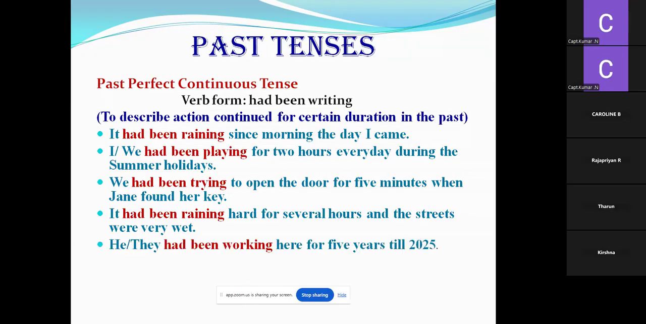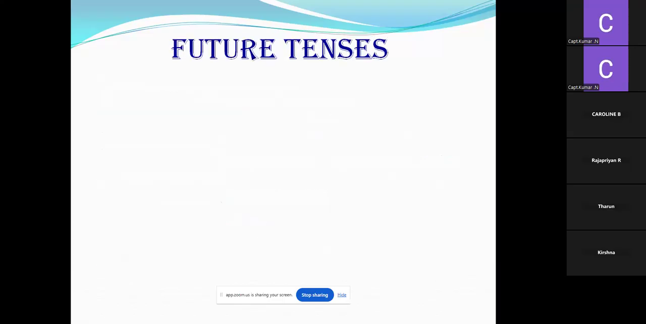They had been working here for 5 years till 2025. So for 5 years, that is the duration of time. So tense markers here, we know the verb tells about the past action. The words in the sentence tell about the past time and the duration of time will be mentioned. That's the tense marker for this.